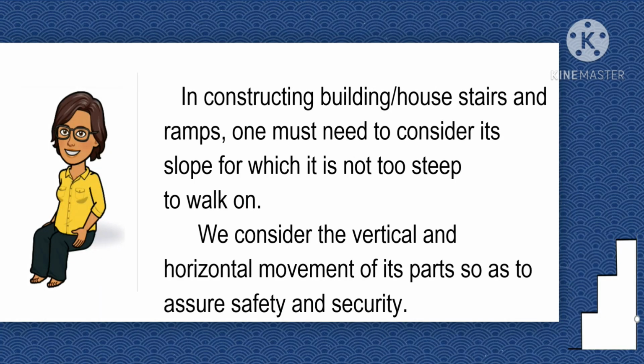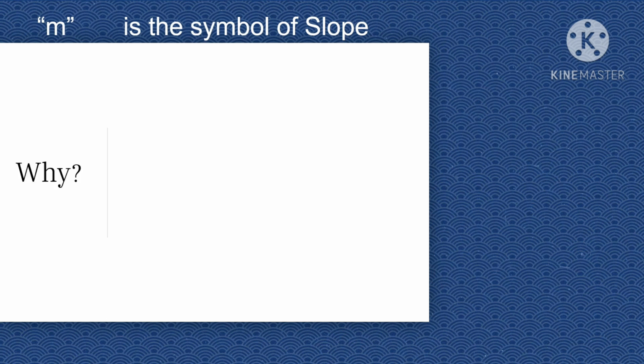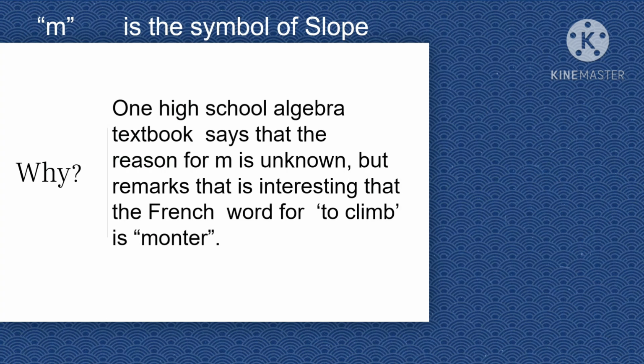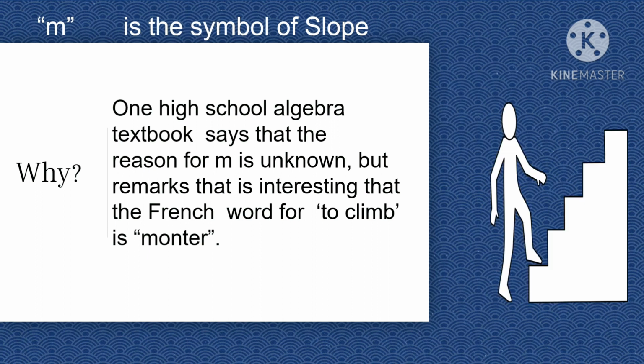In constructing building, house stairs and ramps, one must consider its slope so that it is not too steep to walk on. We consider the vertical and the horizontal movement of its parts so as to assure safety and security. M is the symbol of slope. Why? One high school algebra textbook says that the reason for M is unknown. But remark that it's interesting that the French word for to climb is monter.